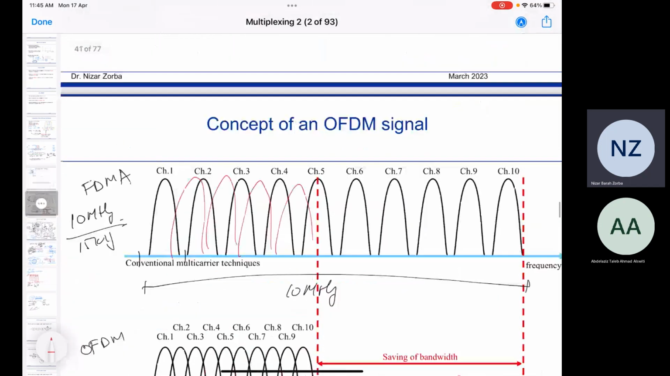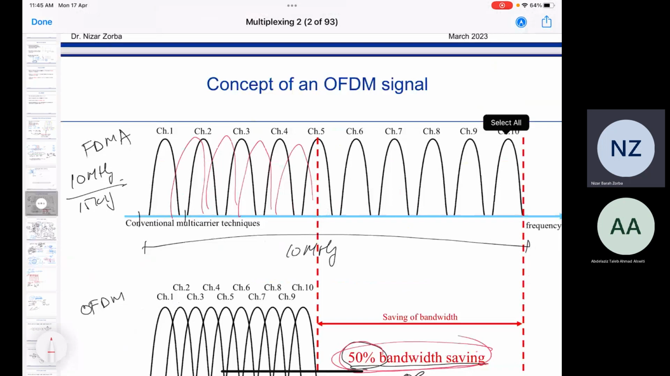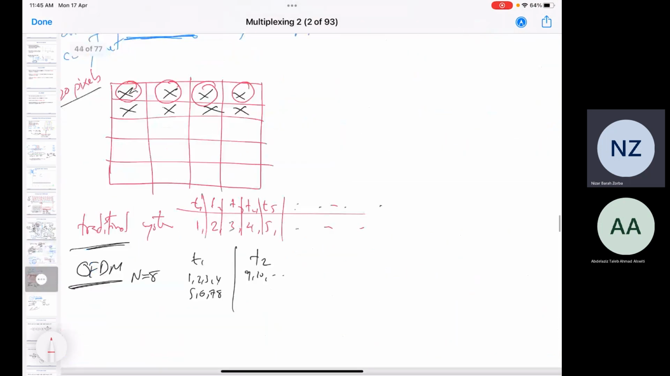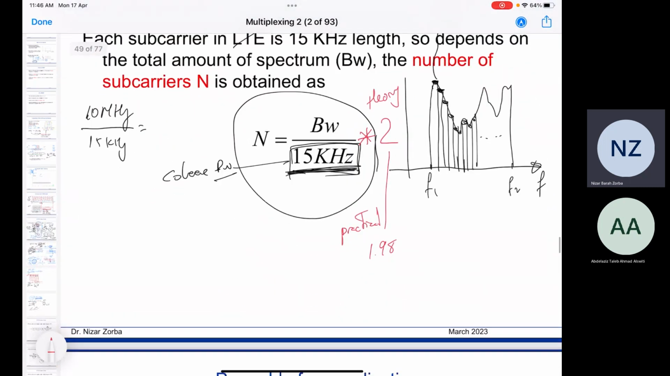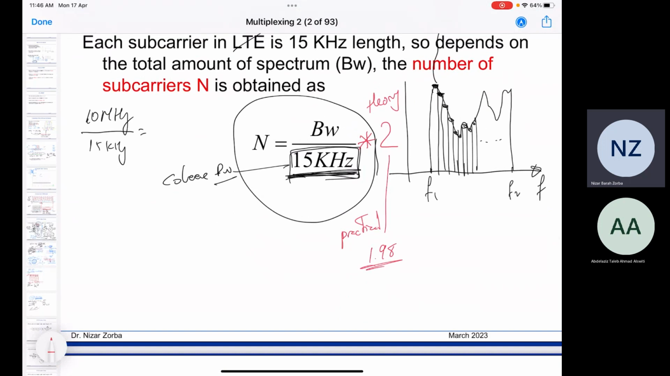Let's see here. How many black do we have on this band? 10. Good. How many red can I fit? 1, 2, 3, 4, 5, 6, 7, 8, 9. Why? Because on the edge I cannot fit one. This is why it is not directly multiplying by 2, but a bit less than 2. In a practical system, it depends on whether it is 10 or 100, so it could be something less. It could never be more than 2, but it could be a bit less.